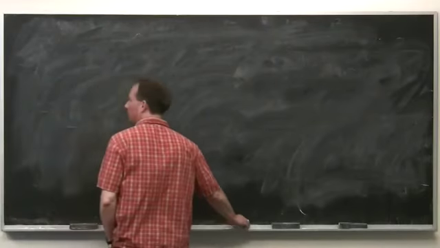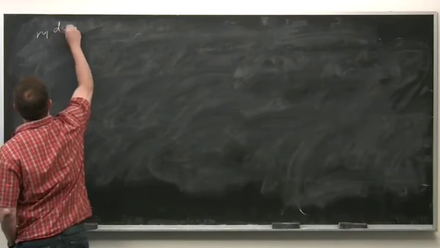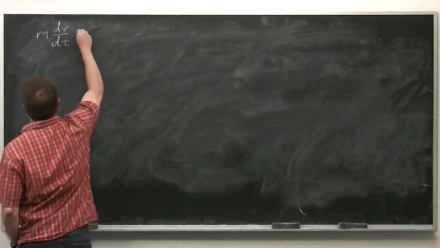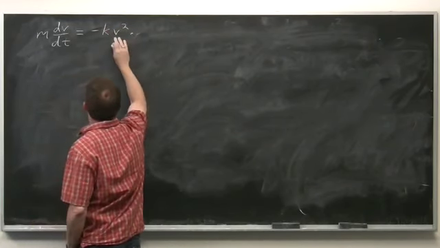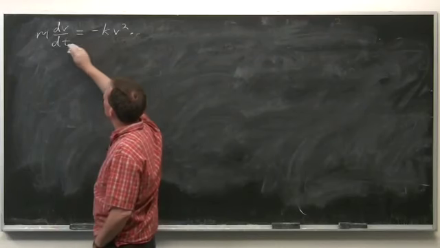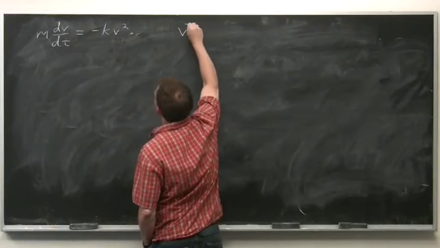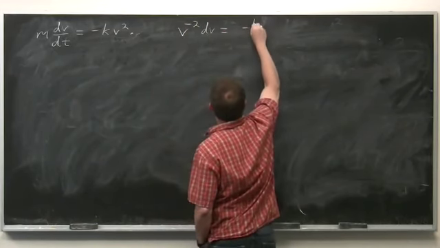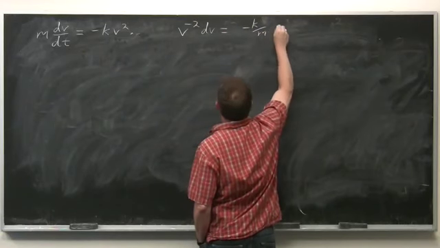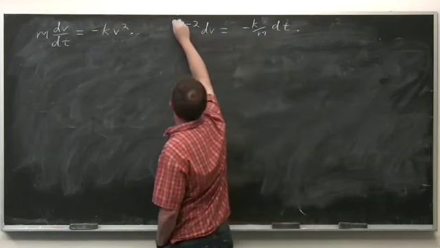So, all right, but we're assuming v naught is not 0. So we don't worry about v being 0 in this. We'll divide both sides by v squared. Divide by m, multiply by dt. We get v to the minus 2 dv equals minus k over m times dt. And then you integrate both sides.